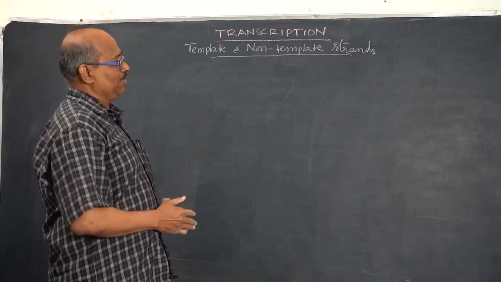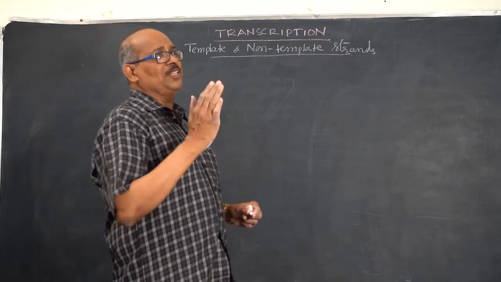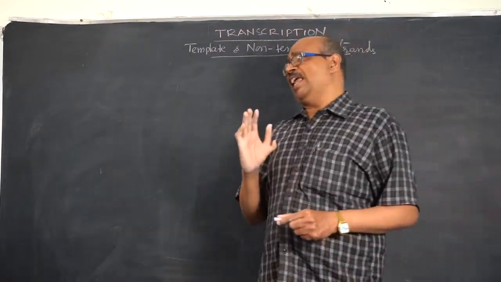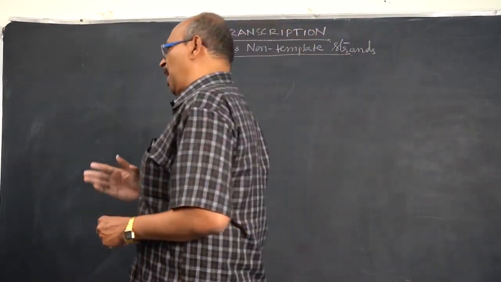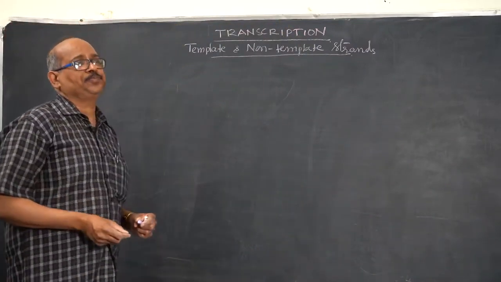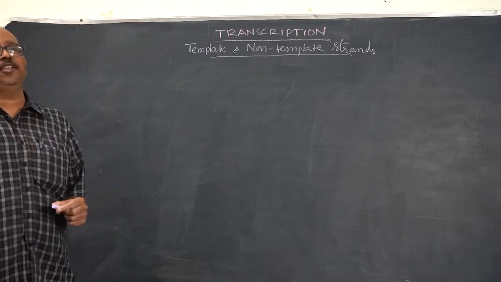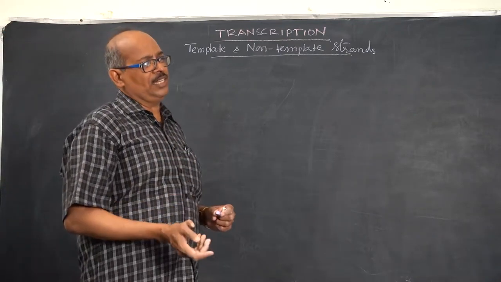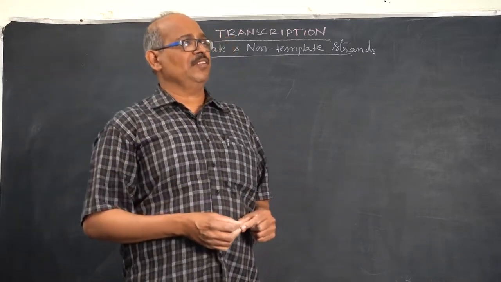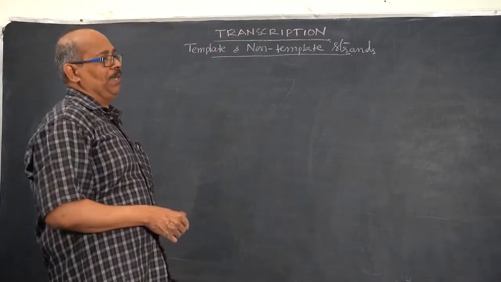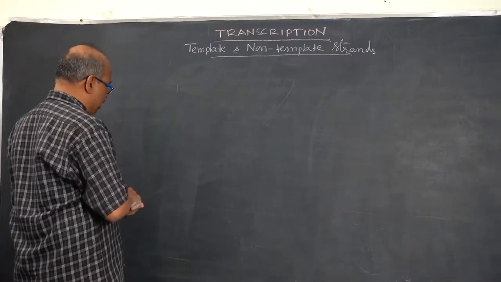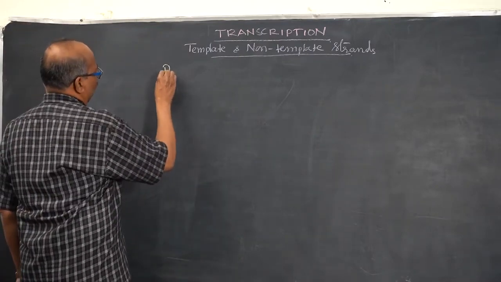In transcription, for any given transcription, one strand will act as a template strand, another strand will act as the non-template strand. Now, how do you identify which of your DNA strands acts as a template and which of your DNA strands will be acting as a non-template? This depends on a regulatory sequence which is called promoter.